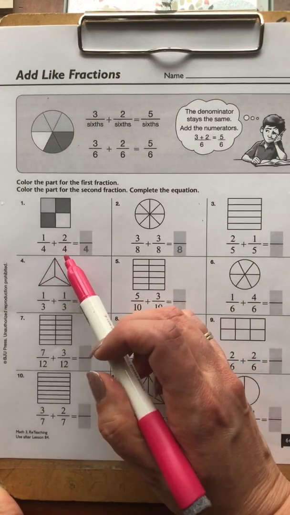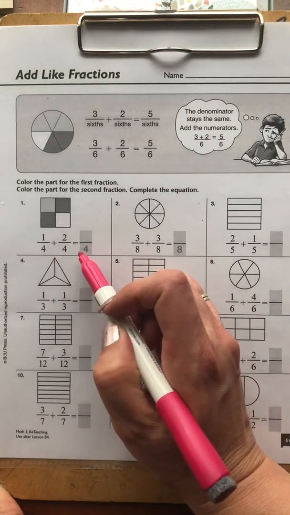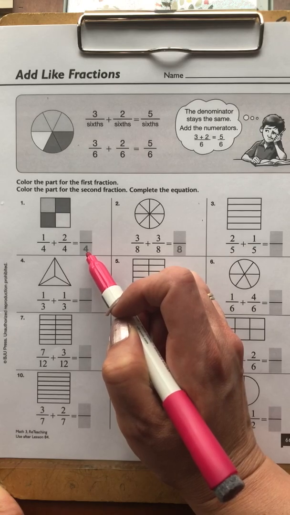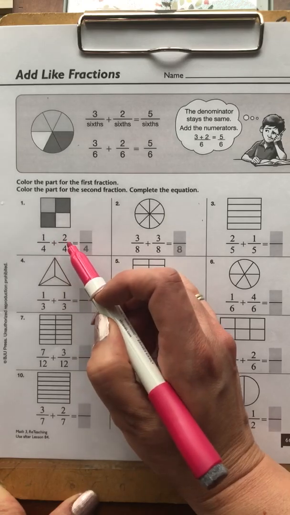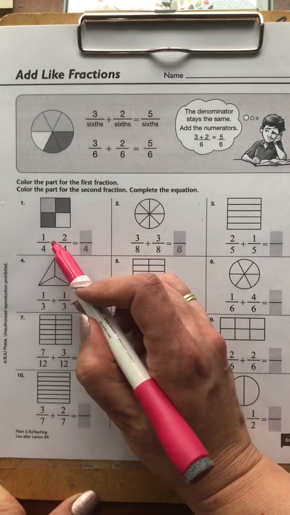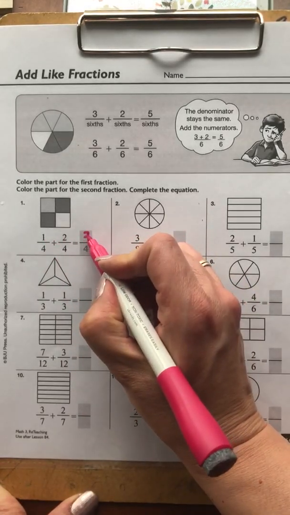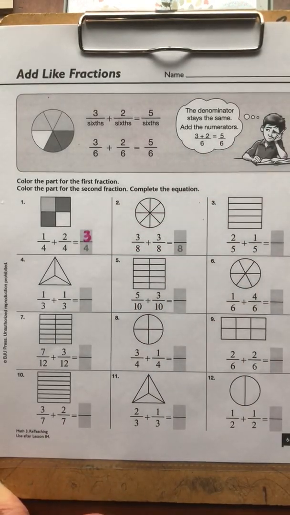We have 1/4 plus 2/4. The fourth stays at the bottom. So I go ahead and I just write the 4 down there as my denominator. And I'm just going to add the two numbers on top. 1 plus 2 equals 3. So 3/4 is my answer. Let's go ahead and let's do number 2.